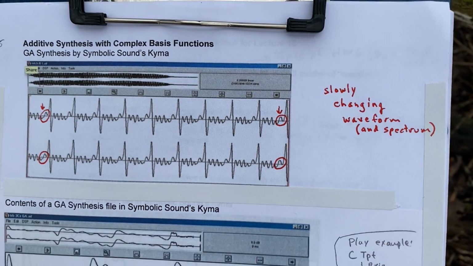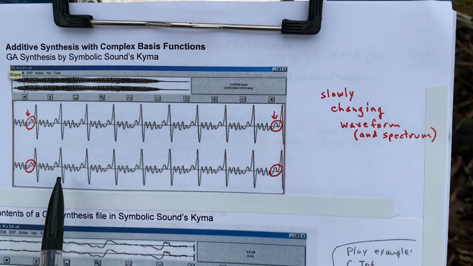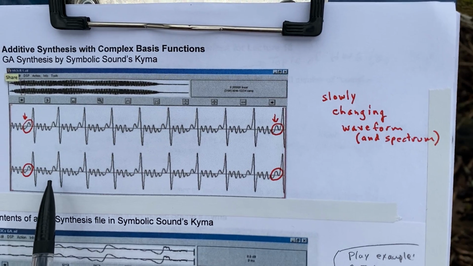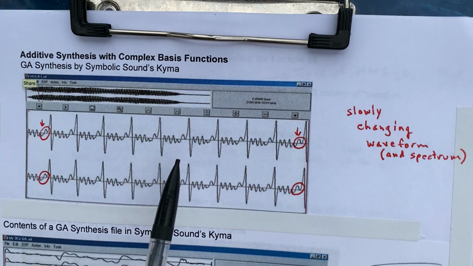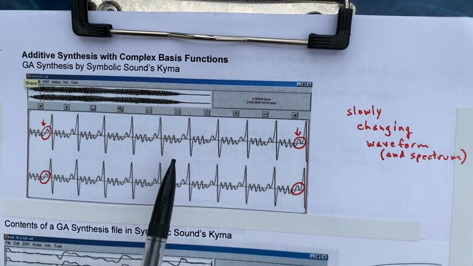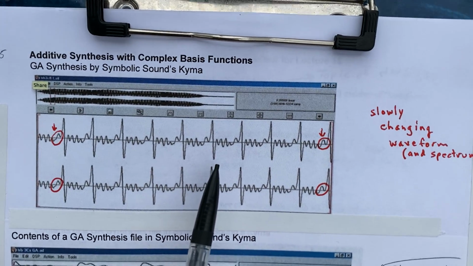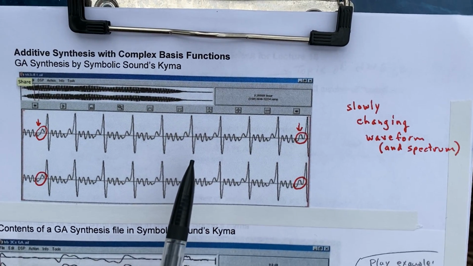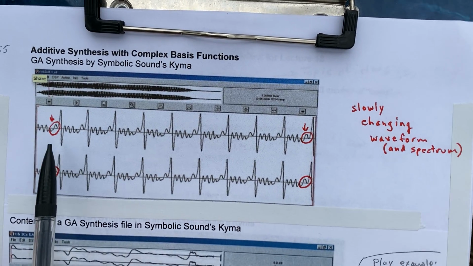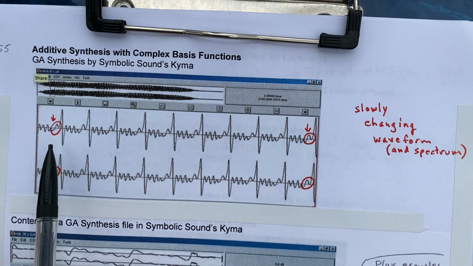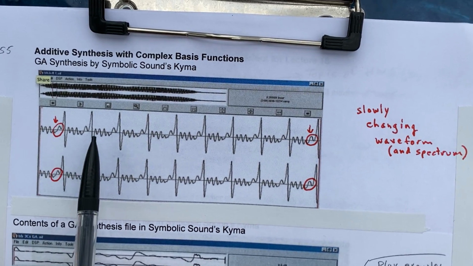So, here is additive synthesis using complex basis functions. This is the last page of this. Here's a genetic synthesis using Symbolic Sound. We don't have this kind of synthesis within the Eden matrix, so these examples are taken from the Symbolic Sound system. But what you can see here is this is during a sound. In fact, I think this is a trumpet tone. Maybe it's trombone, I don't know. That's trombone. But you can see it's very slowly changing.